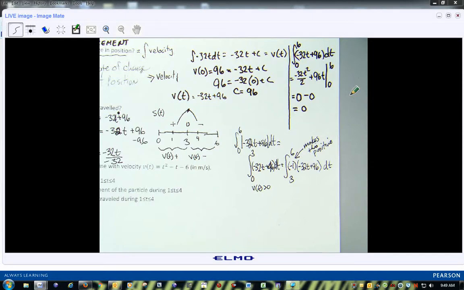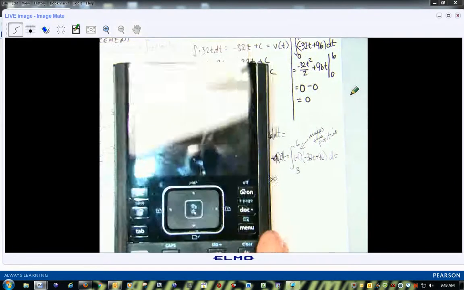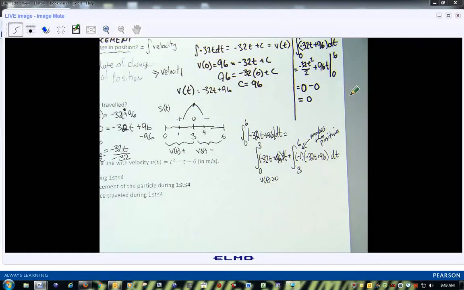Now, if you have this super special calculator, or actually, I don't think you might not need the super special calculator. You might be able to use the less than super special calculator.